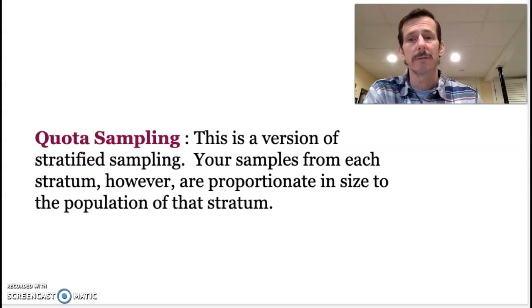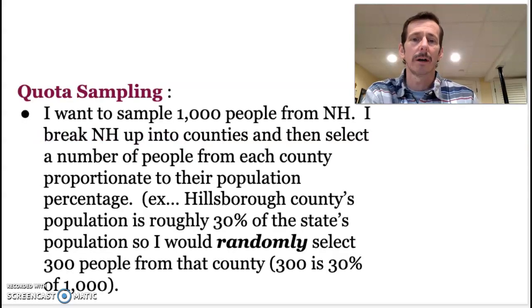Which leads us to quota sampling, which is like stratified, except that after you break it into your groups, you might recognize that your groups are different sizes, and so you want your sample to be representative or proportionate to the size of each of those groups, because they're not always equal. So I just looked up some numbers on New Hampshire. If I want to sample 1,000 people from New Hampshire, and I would break New Hampshire into the counties, I looked up Hillsborough County has about 30% of the population of New Hampshire residing in it. So if I'm sampling 1,000 people, 30% of those 1,000 I would want to pick from Hillsborough County to be representative. So I would randomly pick 300 people from Hillsborough County, and I'll do something similar with each of the other counties in the state.